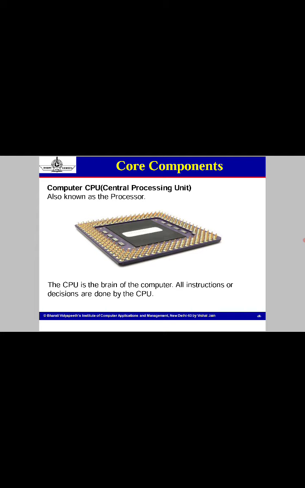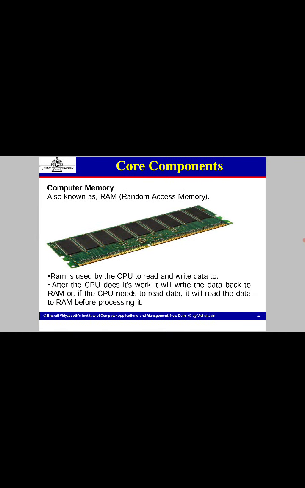So the CPU is the brain of a computer. All instructions or decisions are done by the CPU. So the CPU or processor is the brain of a computer, and all the instructions and decisions, calculations are generally done here. So second one is computer memory or a storage unit.